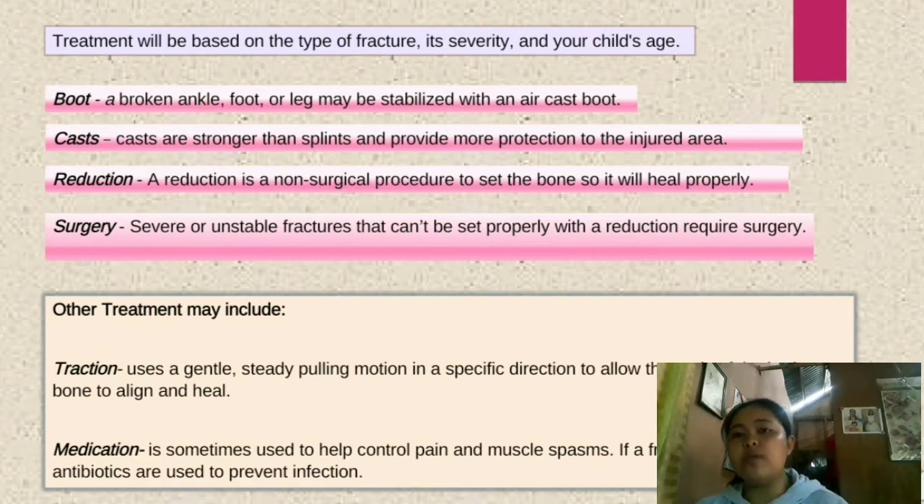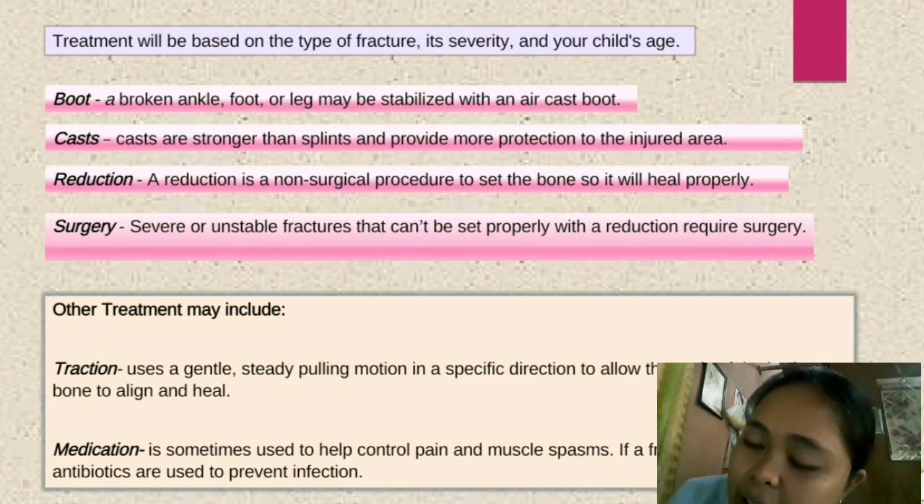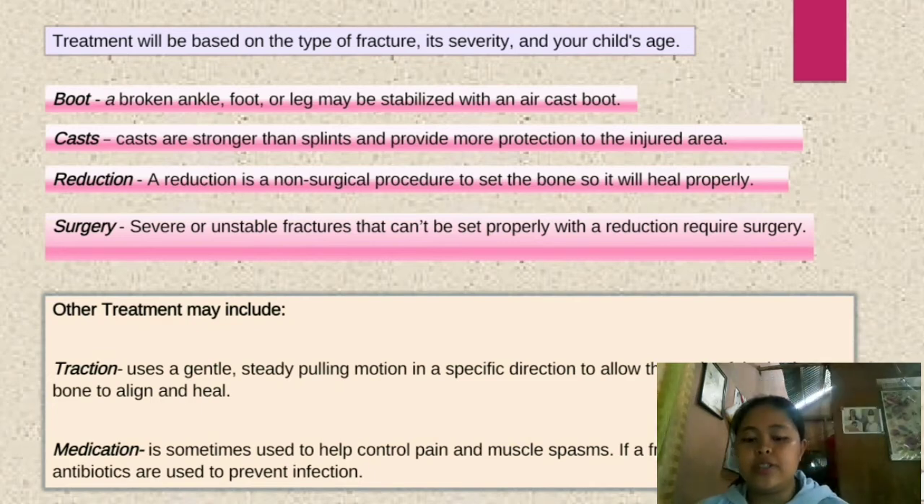So, next we have reduction. A reduction is a non-surgical procedure to set the bone so it will heal properly. The doctor realigns the broken bone from outside the body and puts the injured limb in a cast or splint. Reductions are usually performed in the emergency department with medication that manages pain and makes your child sleepy or sedated so they won't remember the procedure. So patulogon sa sila.